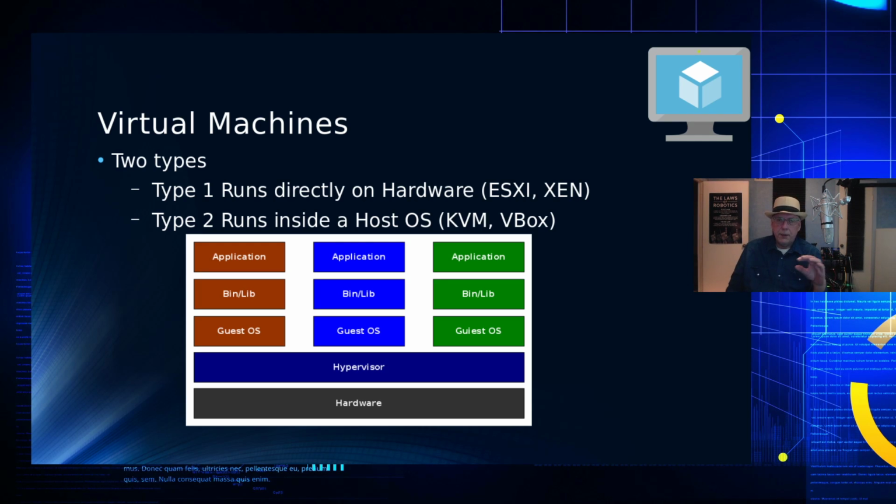So there are really 2 types of virtual machines that are around today. As far as the capability of the machines and being able to virtualize, they're identical. The difference is how they're implemented. So a Type 1 has a thin layer. As you can see here, we have the hardware down here on the bottom.